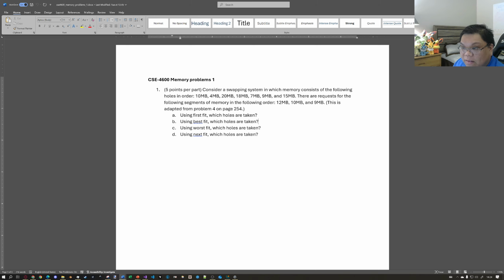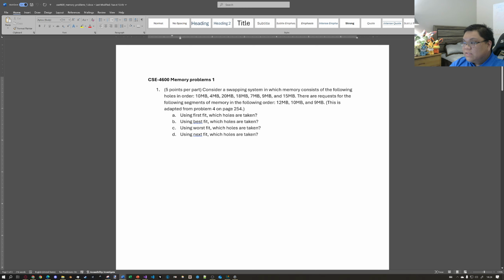Using first fit, which holes are taken? Using best fit, which holes are taken? Using worst fit, which holes are taken? And using next fit, which holes are taken? So think about it like this. Using first fit is where you find the first hole large enough to hold the process.